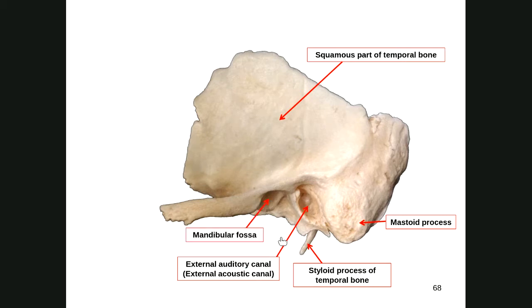Now you can see the mandibular fossa. That's going to articulate with the condyle of the condylar process of the mandible to make the temporomandibular joint. And then here you can see the zygomatic process of the temporal bone. Good so far? You should probably have all this down. Okay, good.